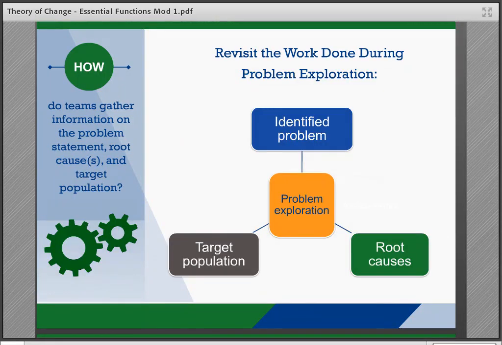As the team begins the work of developing a theory of change, they must revisit what they discovered during problem exploration. After identifying a problem, teams use the process of problem exploration to determine and confirm the root cause or causes and the target population impacted. These 3 items are foundational to any thoughtful change initiative, knowing what you will solve and whose outcome will improve as a result. Taking time to gather, review, and clarify what is learned in problem exploration helps teams prepare for developing a theory of change.